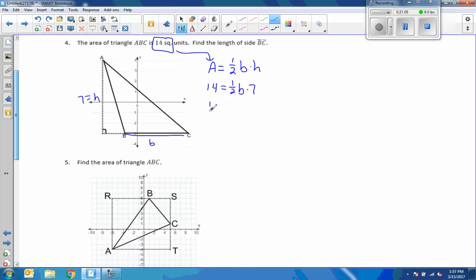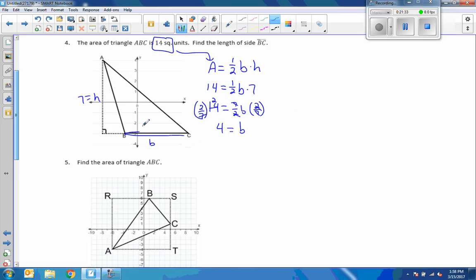So this is 14 equals, well, 1/2 times 7 is 7/2 B. In order to get rid of a fraction, we multiply by its reciprocal. So I'm going to multiply by 2/7. That will cancel the 7s, that will cancel the 2s. I'm left with B. 7 will cancel with 14 and make it a 2. 2 times 2 is 4.